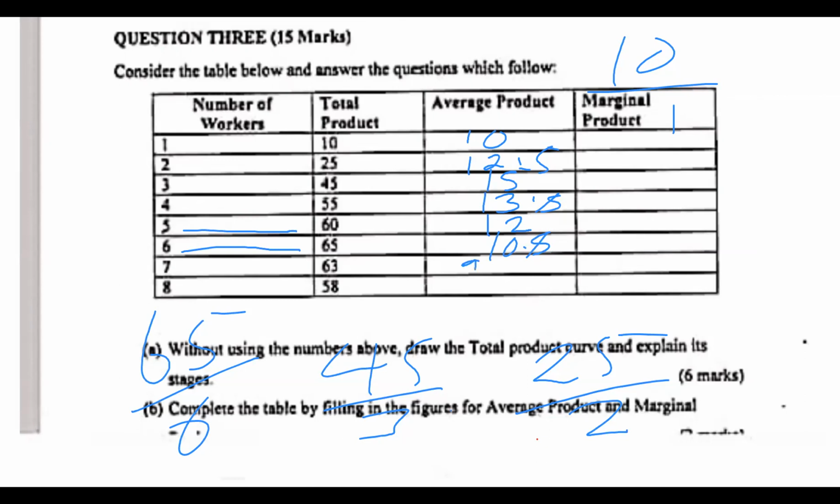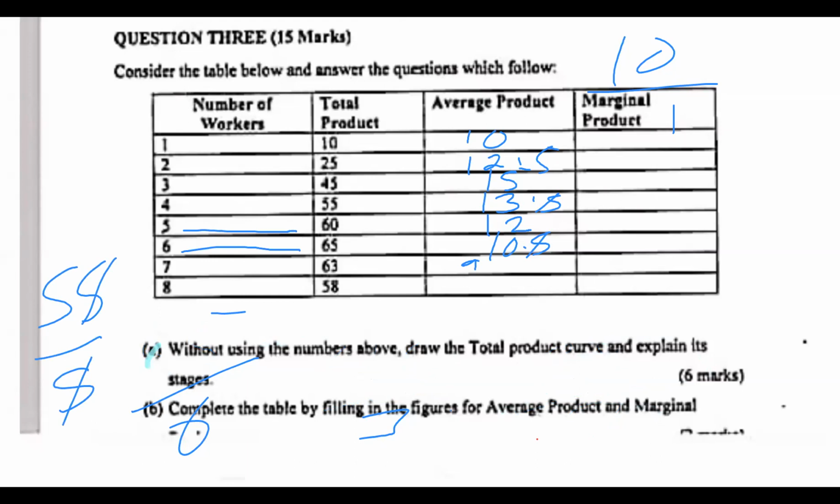And 58 divided by 8, what do we get? 7.25, which should be 7.3, right? This is what we find as average product. Is there any question on the average product? No, sir. So far, so good.